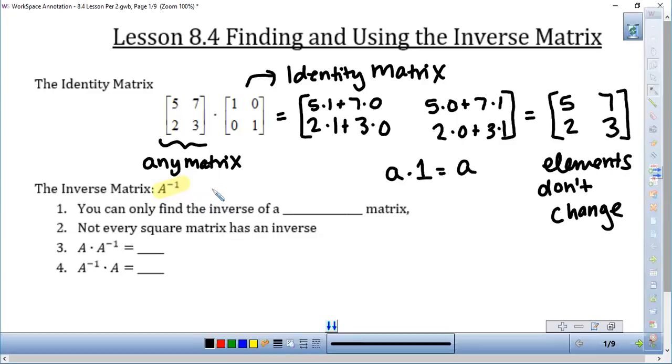A few things to know about the inverse matrix is that we can only find the inverse of a square matrix. A square matrix is when the number of rows is equal to the number of columns. So a 2 by 2 matrix, a 3 by 3, a 4 by 4. We would never find the inverse for something that was a different size, with a different number of rows than columns. The other interesting thing to know is that not every square matrix has an inverse, and we'll talk a little bit later about what that situation would be.